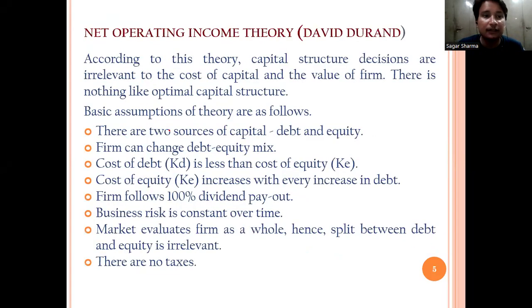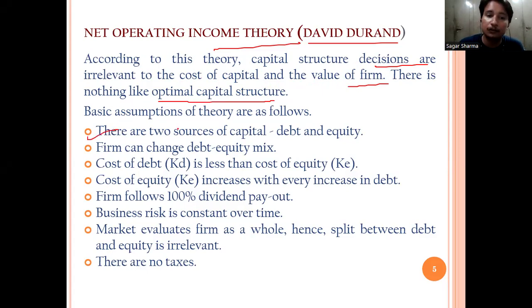So second theory is net operating income theory. This theory is also given by David Durand, but this theory is based on the irrelevance. It means capital structure decisions are irrelevant to the cost of capital and the value of firm. There is nothing like optimal capital structure. What are the basic assumptions of this theory?